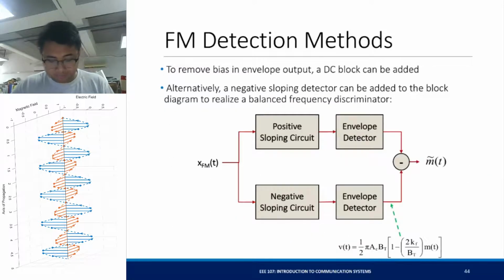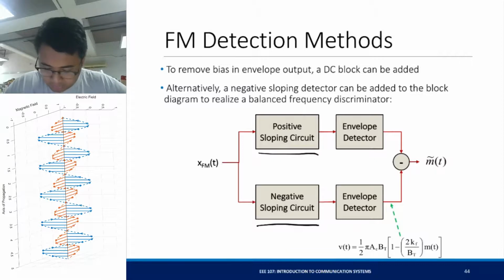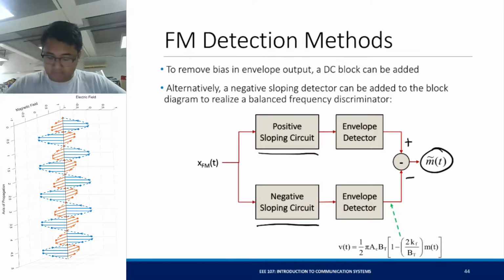It's one method. But the problem here is that there is a DC bias because of using this envelope detector system here. We can remove the DC bias by using a DC block, or we can use a positive sloping circuit and a negative sloping circuit, both with their envelope detectors, and we add them, or subtract, you add this one, you subtract this one, you get your original message without the DC block.